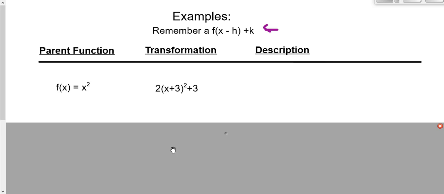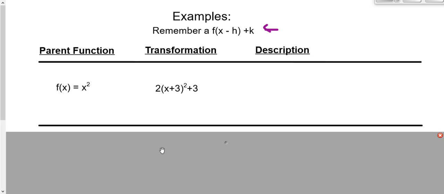In the middle, we have a list of different transformations happening, and then it's our job to describe those transformations all the way to the right. So go ahead and get this copied down into your notes. You can pause the video if you need more time.